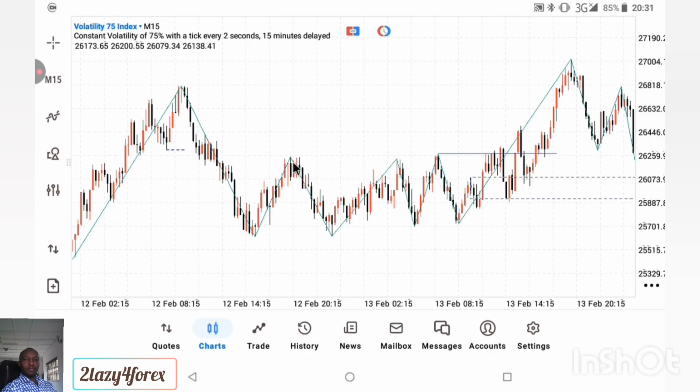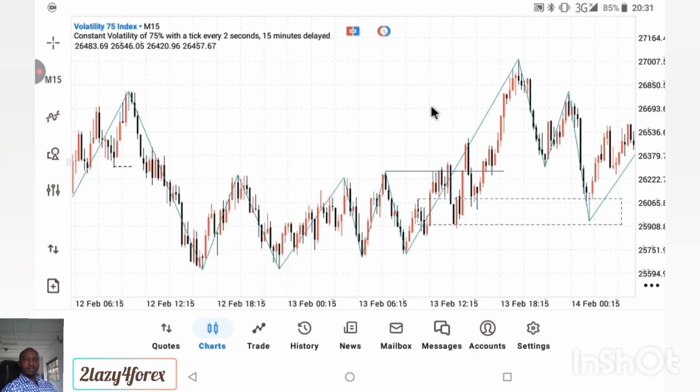Now from here, there's no break of the lower high. No break until it got here and broke it. When I say break, I mean a higher high close above a high. Please try and understand that. A candle close above it doesn't signify a break.